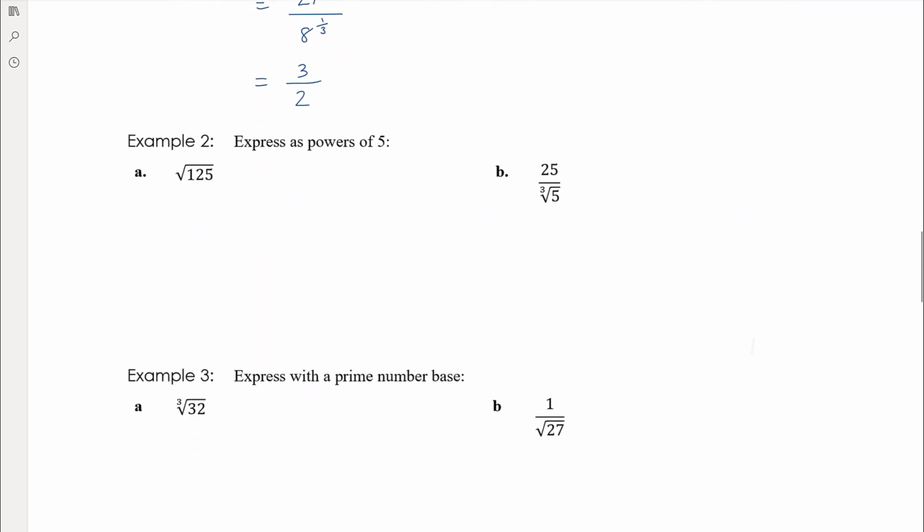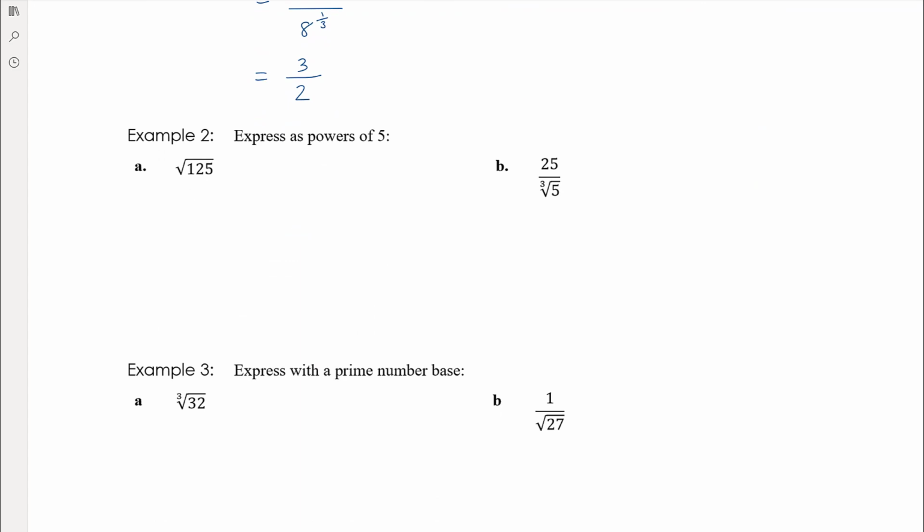Right, example 2, express as powers of 5. Okay, so 125 is 5 cubed, and then we've got the square root of that, so that's a power of a half. So this is 5 to the power of 3 on 2, multiplying 3 times a half. Okay, 25 is 5 squared. Cube root of 5 is 5 to the 1/3. Subtracting powers when we divide, this is 5 to the 2 minus 1/3. 2 is 6/3, take away 1/3, so it is 5 to the 5/3.